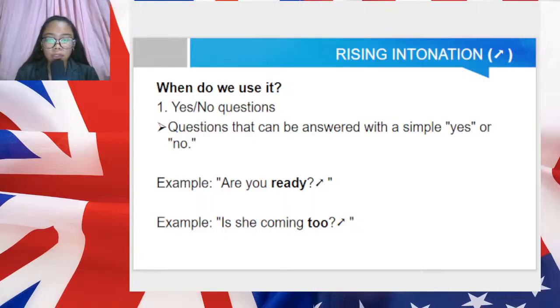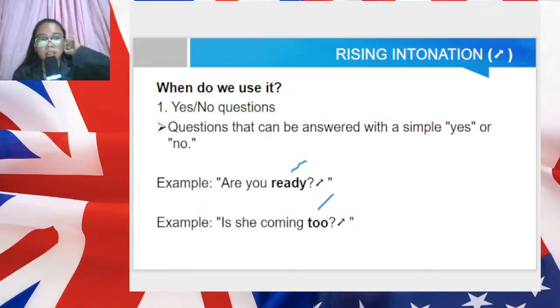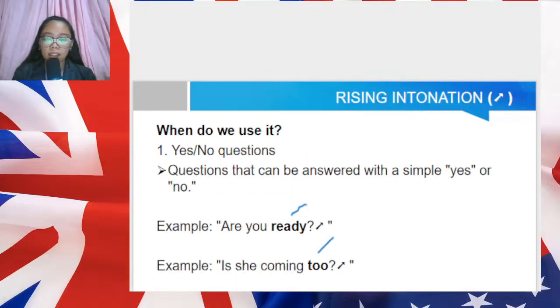That's for rising intonation, especially yes or no questions. Our examples here: Are you ready? So yes or no. Is she coming too? Yes or no. It depends on your answer, of course. It depends on what is fitting in the context. If she's ready, of course, you'll say yes. If she's not, no. If she is coming, you'll say yes. Otherwise, no. Okay? All right.